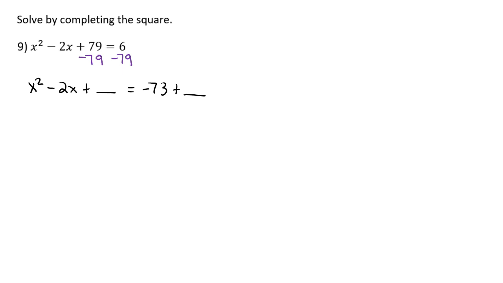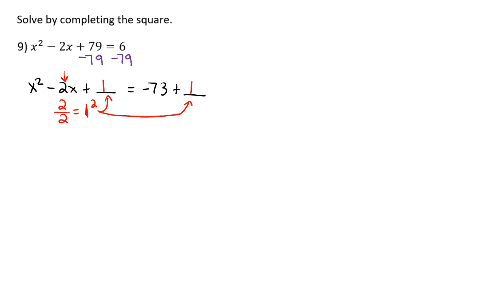From here, we want to fill in the blank space. We're going to take our b value, the value in the middle, and we're always going to divide it by 2. So 2 divided by 2 is 1, and then we're going to square it. What we do to one side of the equation, we've got to do to the other. So we're going to have a 1 here and a 1 here.